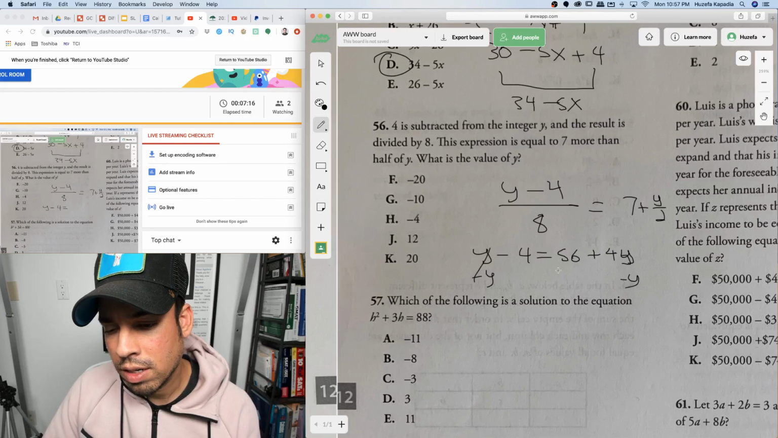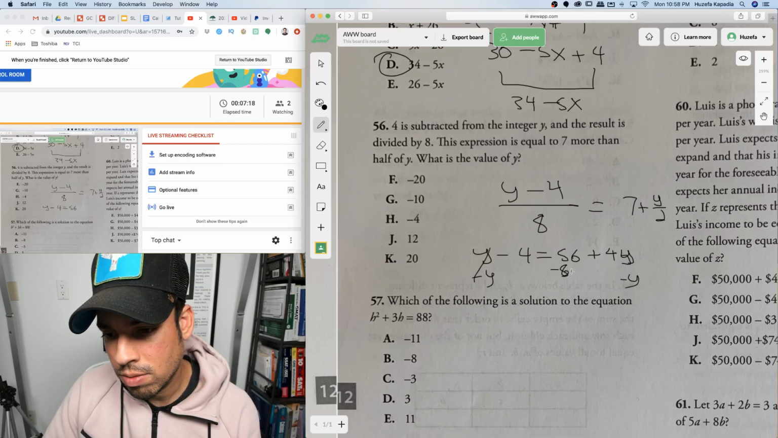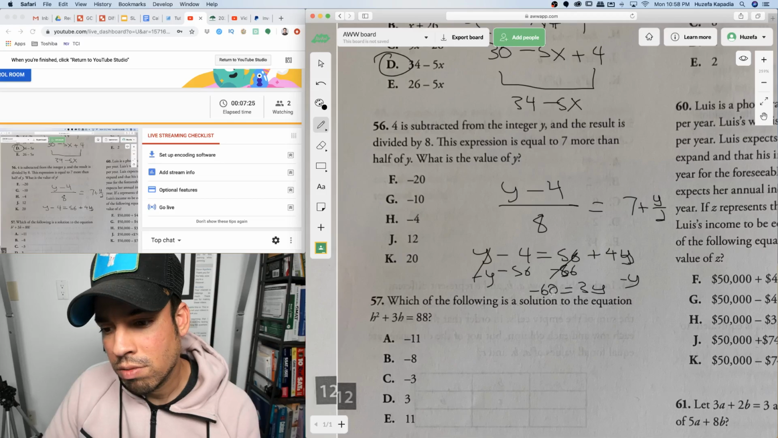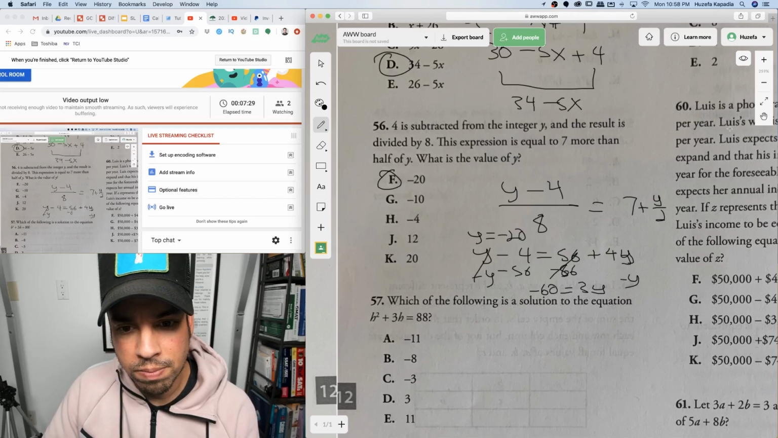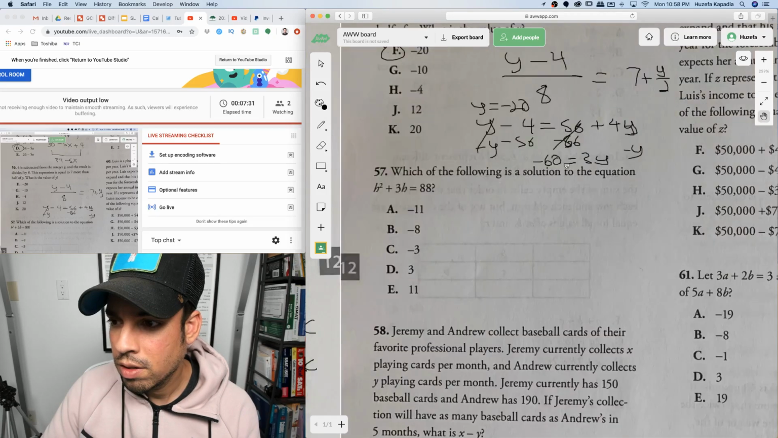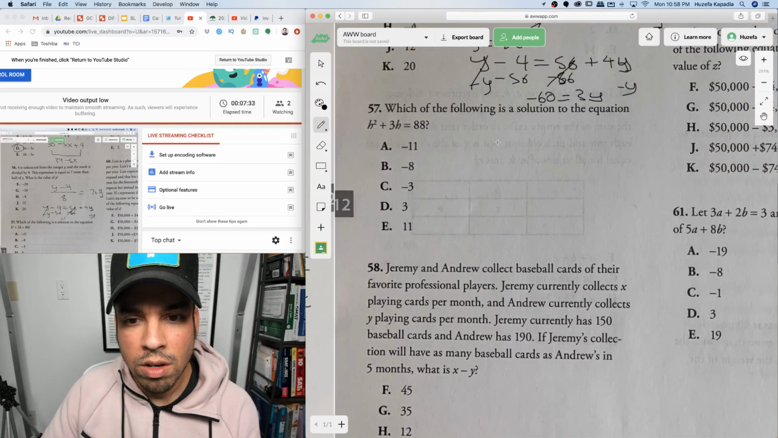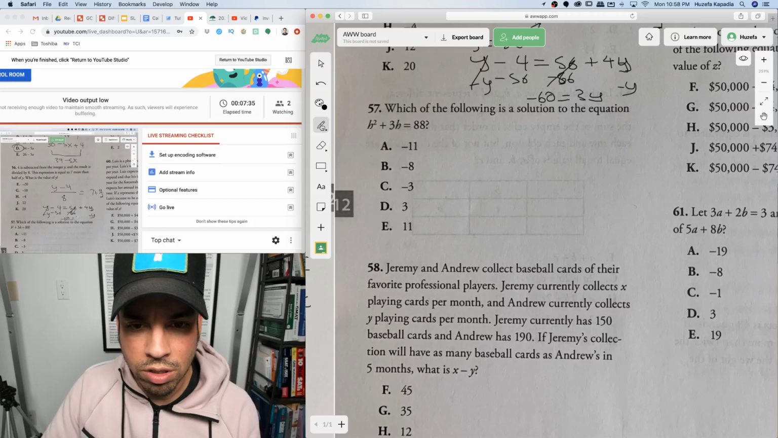Then I'm going to subtract y from both sides. And I'm going to simultaneously subtract 56 from both sides. Negative 60 equals 3y. Divide both sides by 3, and y equals negative 20. All right, next, 57. Which of the following is a solution to the equation.